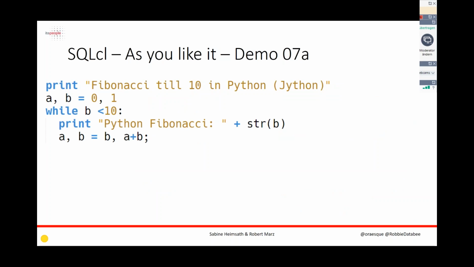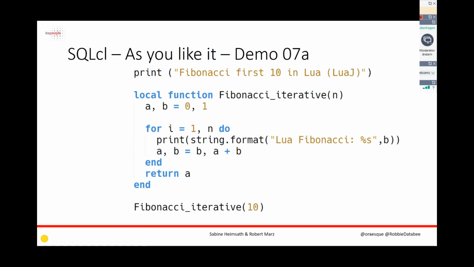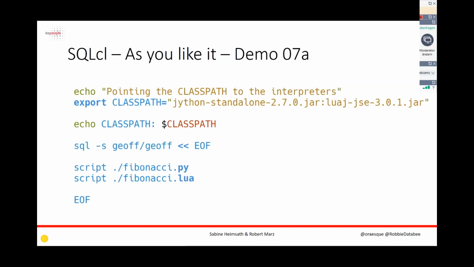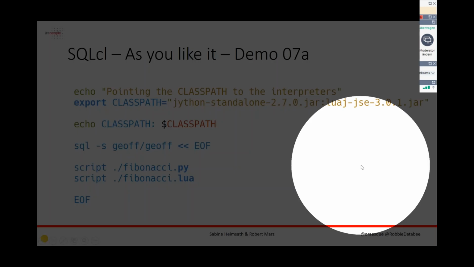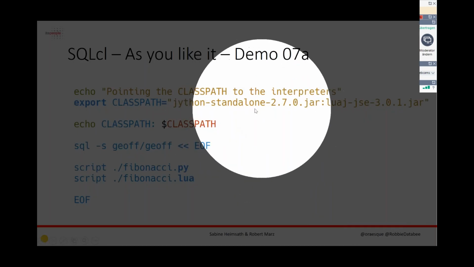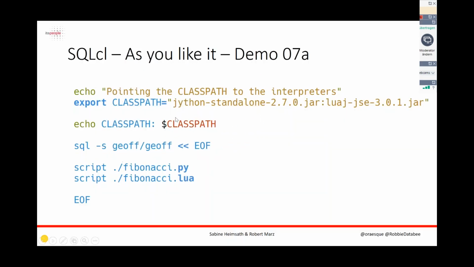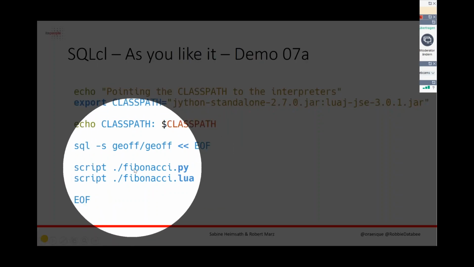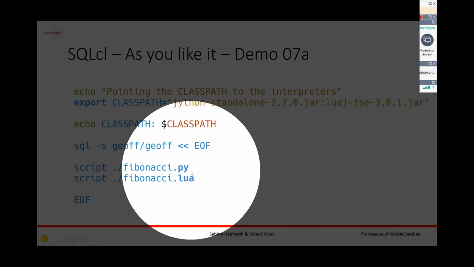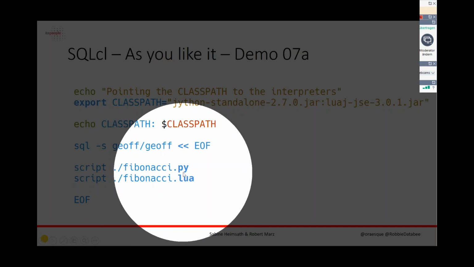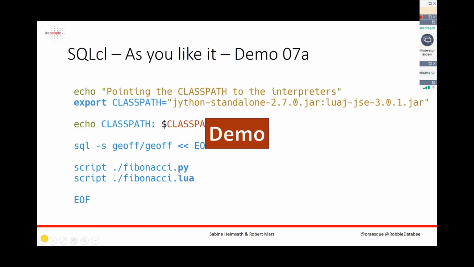As Sabine told you in the beginning, you're not bound to JavaScript. You can use Python. This is what the Fibonacci demo will look like in Python, or another scripting language. This is Lua. And all you have to do is to download the language, the jar file of the language, and point the class path to it. That's it. And if you start your SQLcl after that, you can just execute your script, and SQLcl will determine by the extension of your script file which interpreter it has to load. So let's see this in a demo.